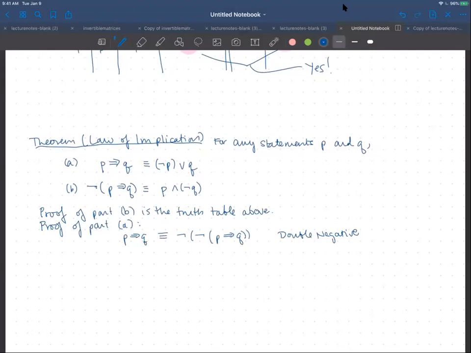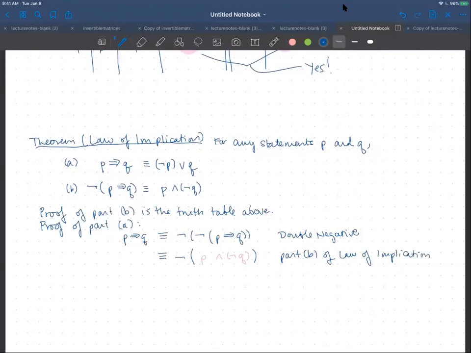Anyway, we apply the old not, which leaves everything unchanged. And now let's take a look at the inner not (P implies Q). So we've still got this outer thing, but I'm going to transform the inner piece using part B. Part B tells me that this looks like P and not Q. So that's part B of the law of implication.